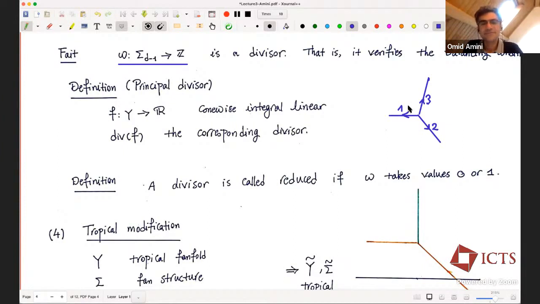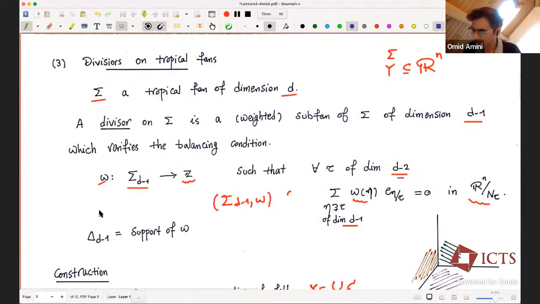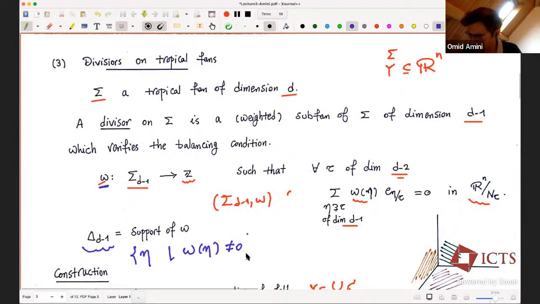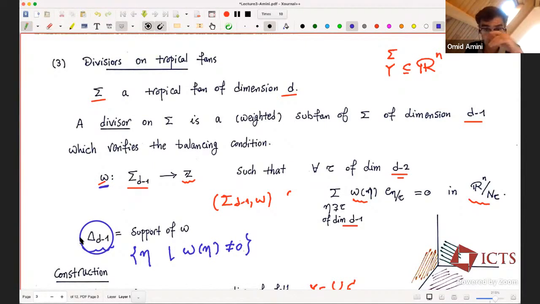Somehow from the definition you had written, I thought a divisor is a subfan. It is not a subfan yet, but it gives you a subfan, because if you have this weight function, then you can define its support, which is the set of all cones eta such that omega of eta is different from 0. So any divisor is supported on some subfan, but the weights are important. Okay, thank you.